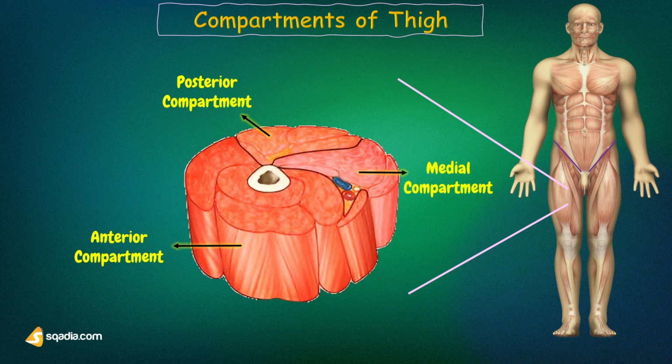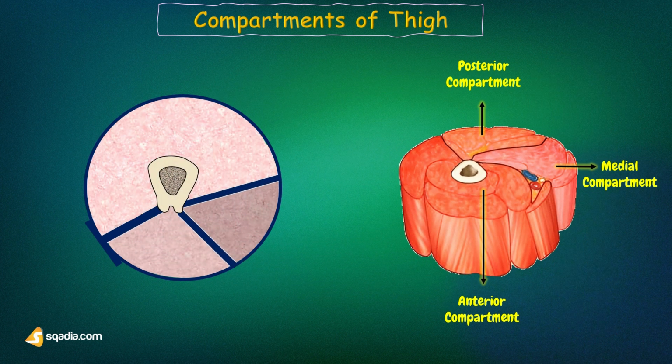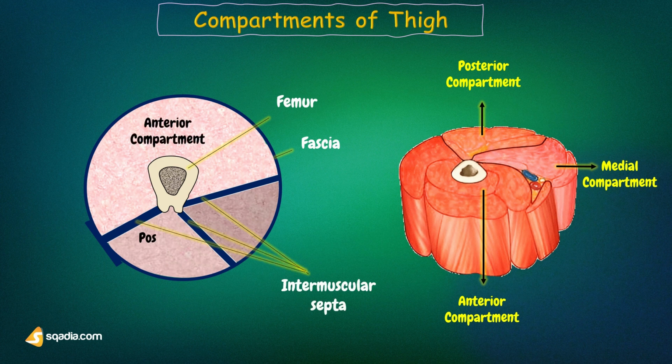If we look at this more simplified diagram, you can see that the thigh is divided into three compartments by fascia. The fascia, more commonly called the intermuscular septum between the posterior aspect of the femur and the fascia lata, is the thick layer of deep fascia that surrounds or invests the thigh.